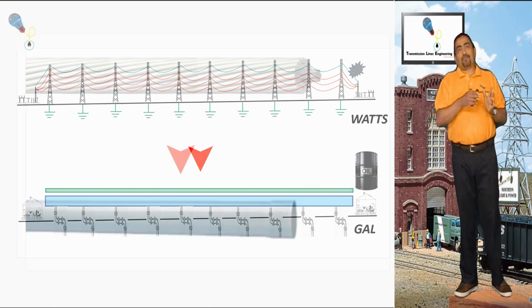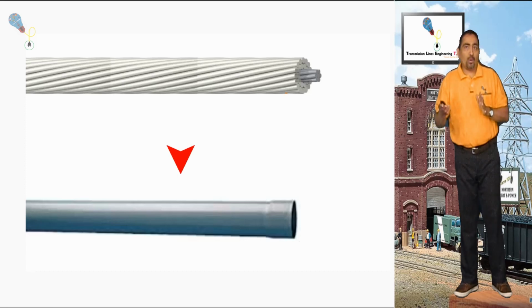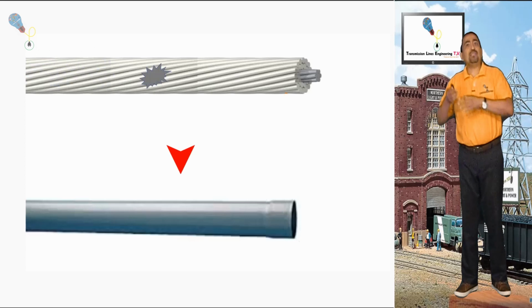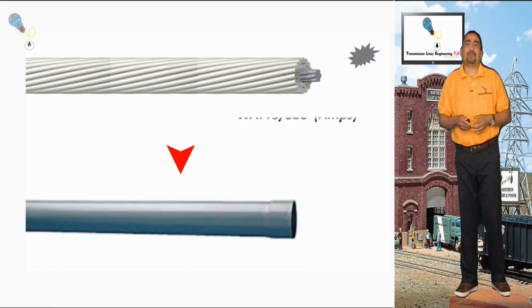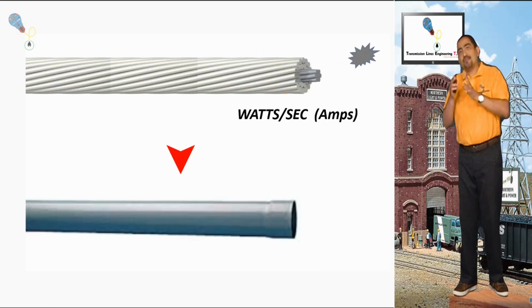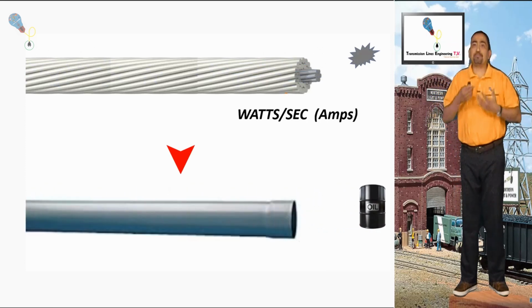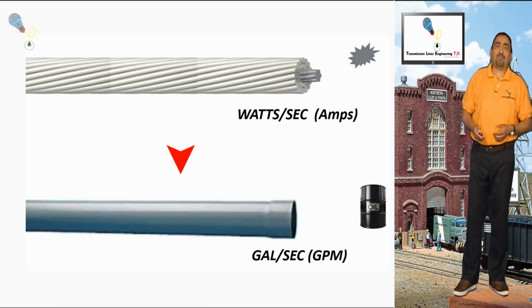So, number 2, when the watts flow through the conductor wires, they will do so at a certain speed in watts per second, which is the same as amps or amperes, and the gallons will flow in the pipeline at a certain speed in gallons per second, which is equal to a flow.